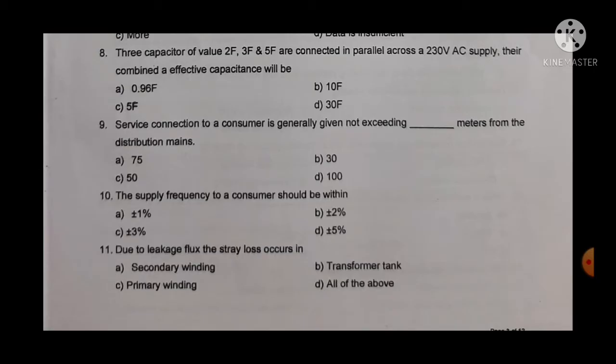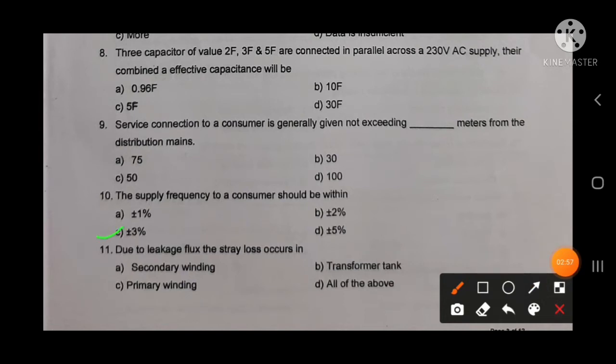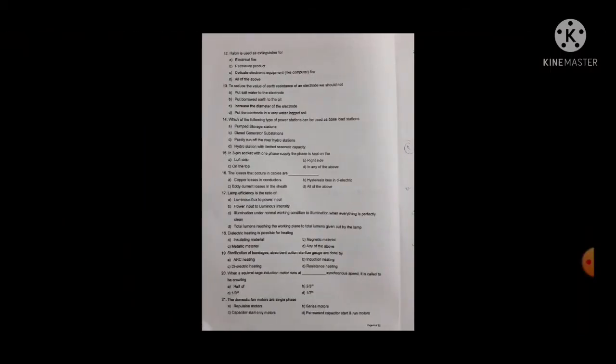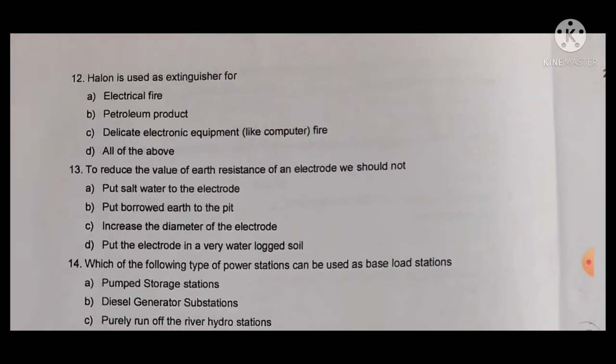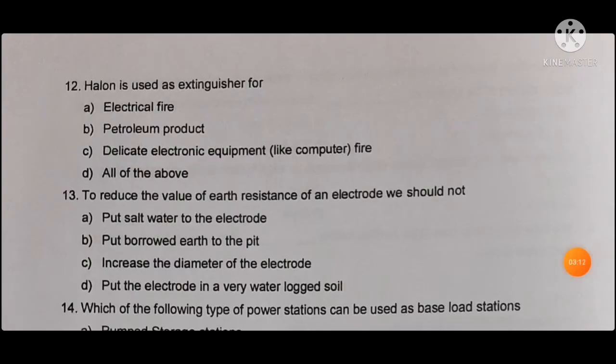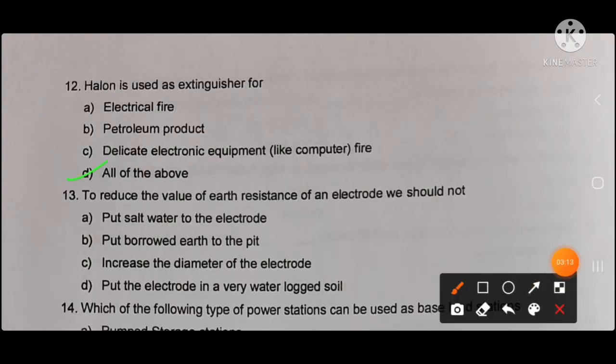Next, the supply frequency tolerance limit for a consumer is plus minus 3%. Due to leakage flux, the stray losses occur in all of these: the transformer primary winding, secondary winding and tank. Next, come to the next question. Halon is used as an extinguisher for all of the above. To reduce the value of earth resistance of an electrode, we should not increase the diameter of the earth electrode.